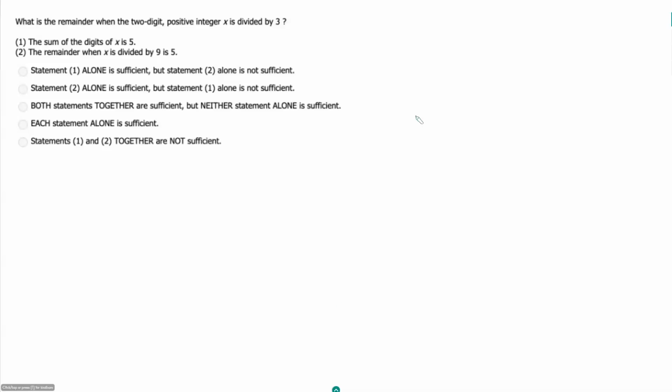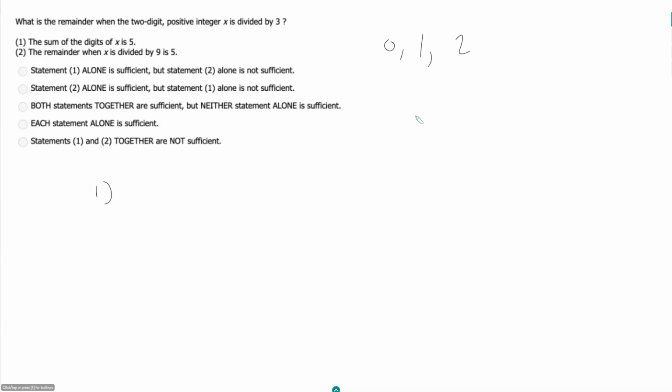What is the remainder when the two-digit positive integer x is divided by 3? So our options, if we're dividing by 3 for remainder, are just 0, 1, or 2. So without even knowing anything about x, we're already very limited in terms of our options. So now let's look at the statements.